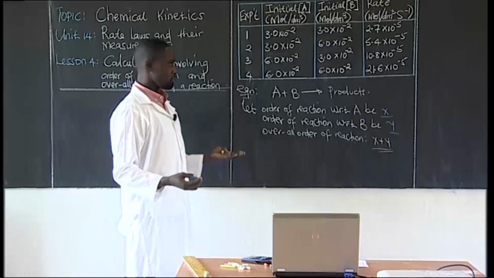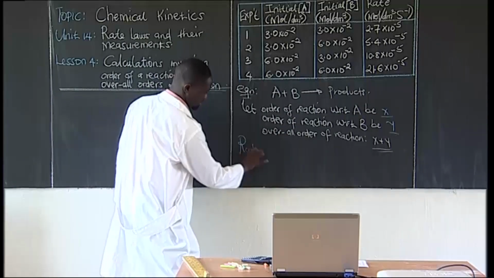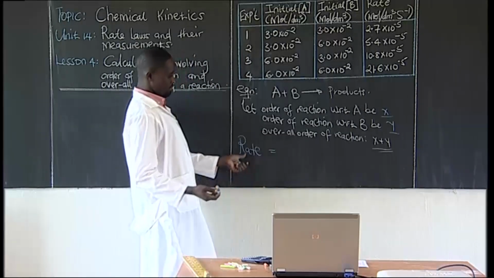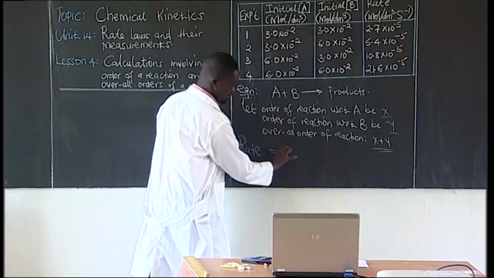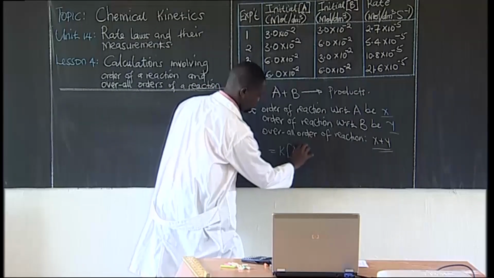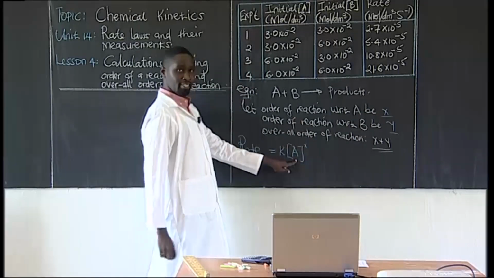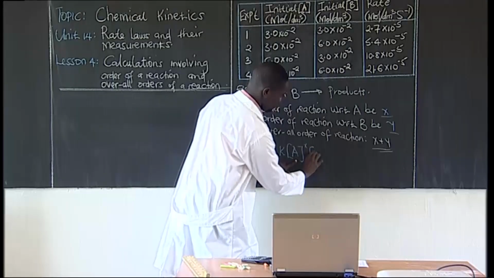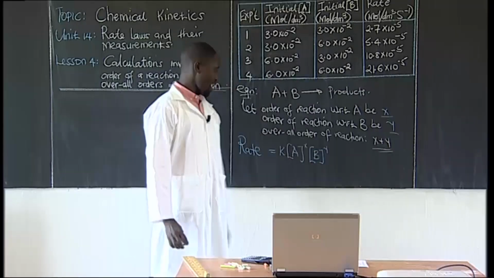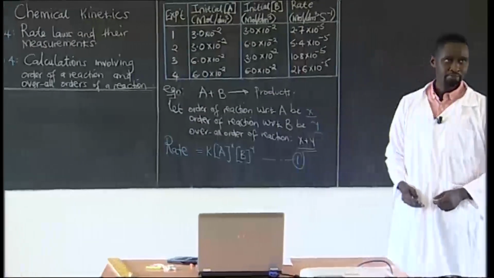Now, can we see how we can get these orders? The first thing we need is the rate, which we call the rate law or the rate equation. The rate in this case will be a constant, the rate coefficient, times the concentration of our reactant A raised to its order, which we said is X, times the concentration of reactant B raised to its order Y. I call this equation 1. We're going to be using it now and again.